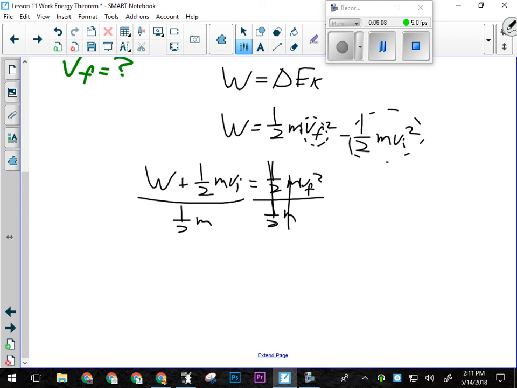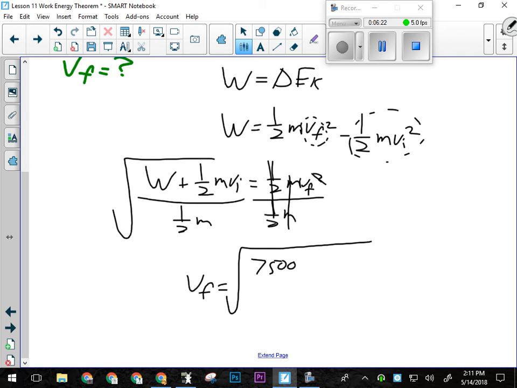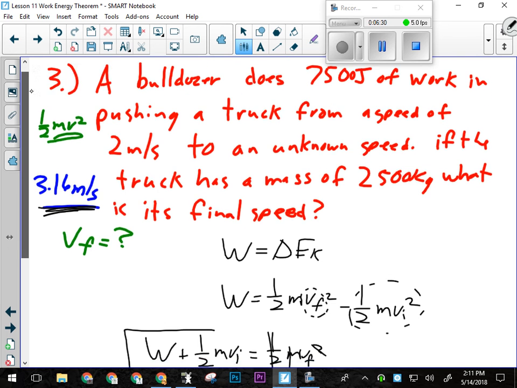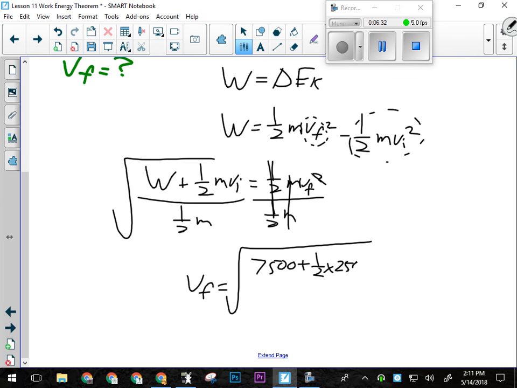up here. All right, that solves for VF squared, but I only want VF, so I need to square root. All right, so I'm going to have that VF equals the square root of the work, which they told me is 7,500 joules. Okay, the question told me how much work was going on, plus 1/2 times the mass, which was 2,500, times the initial speed, which was 2, times 2 squared, right, divided by 1/2 times 2,500.